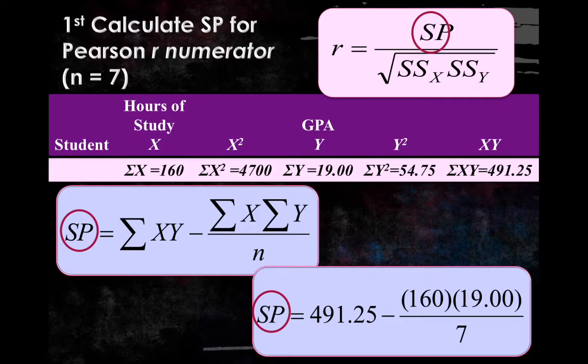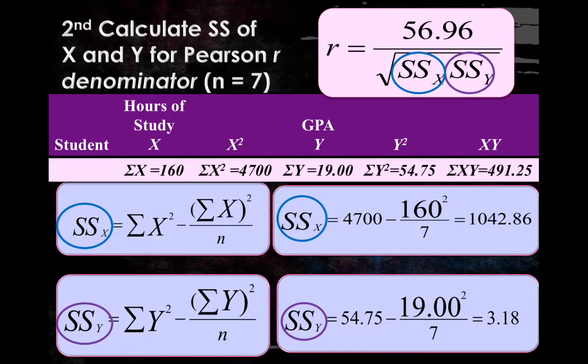So let's find our SP, and again, SP equals sum of x times y minus sum of x times sum of y divided by n. Okay. So we have x times y, 491, we just put that right there, minus sum of x, 160, times sum of y, 19, divided by our sample size of 7. Okay, this is going to get our numerator for r. Sum of squares for the x is sum of x squared minus sum of x, squared, divided by n. So again, this is the classic sum of squares formula that we've been doing now for a couple months. So that gives us 1042.